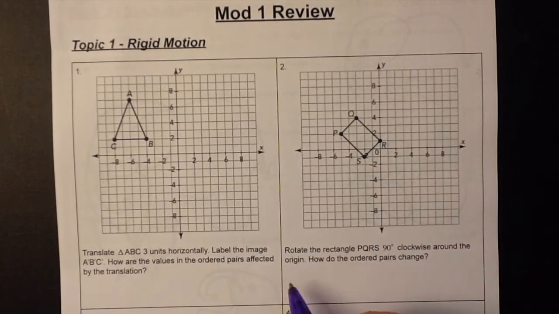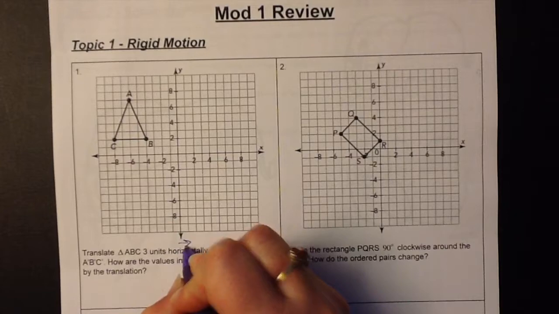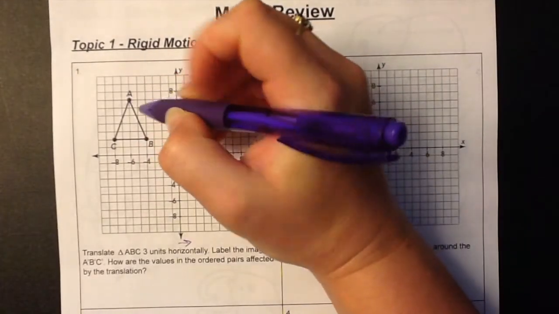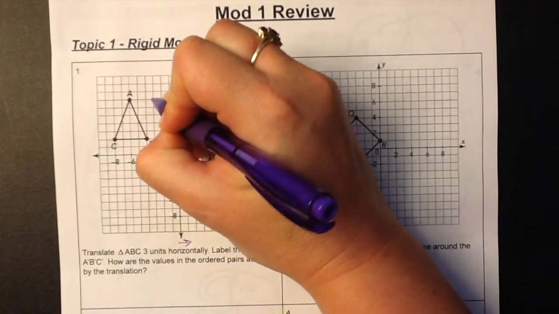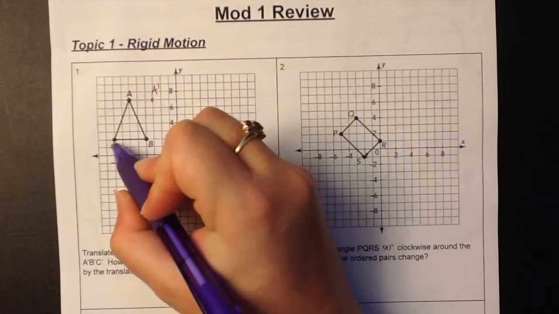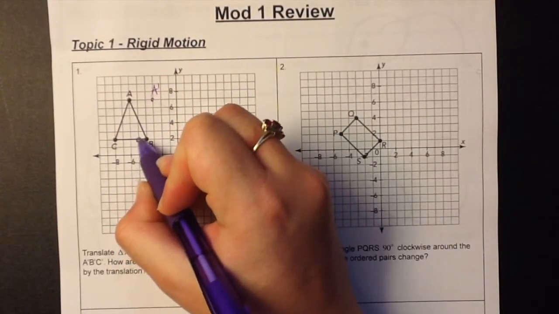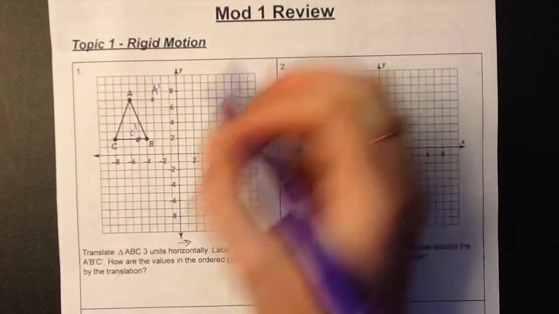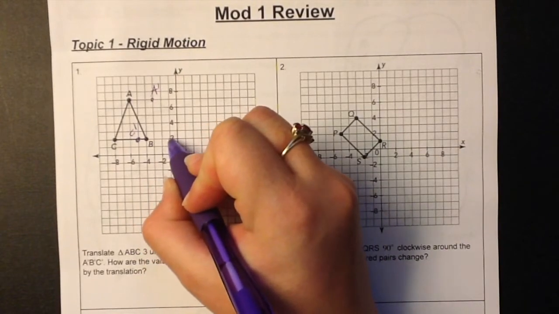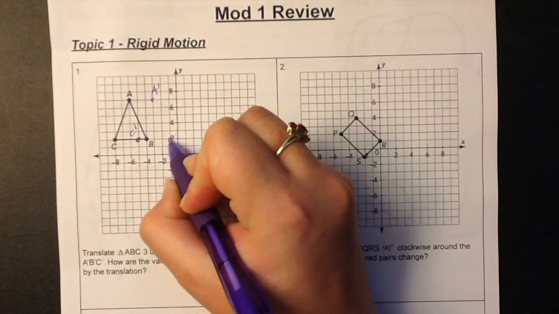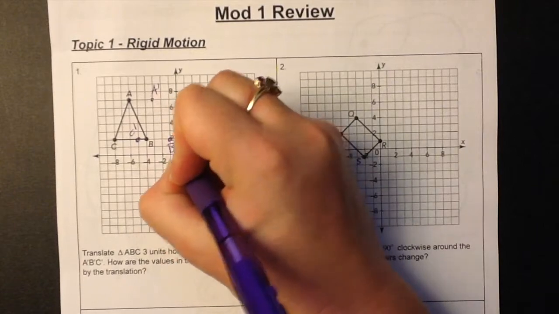And it didn't specify which direction, we'll just say to the right. So A is moving 3 spaces to the right, so there will be A prime. C is moving 3 spaces to the right, there's C prime, and B is moving 3 spaces to the right as well. And there's B prime.